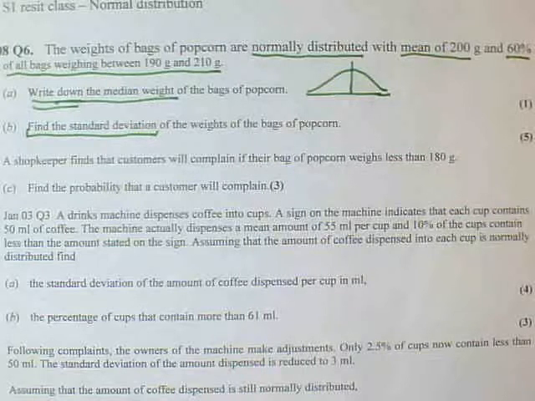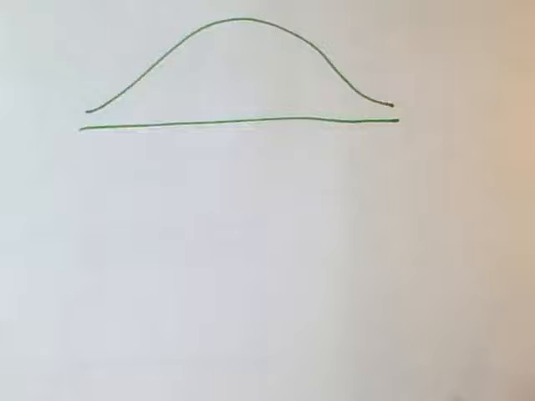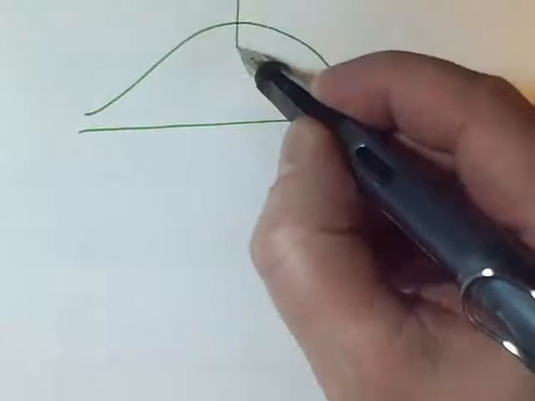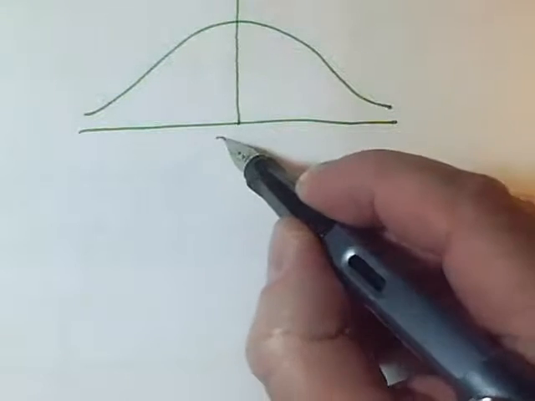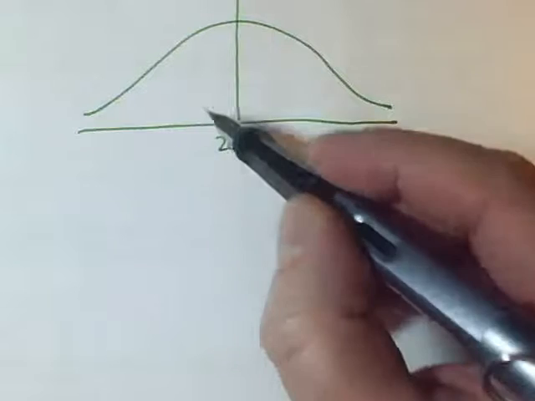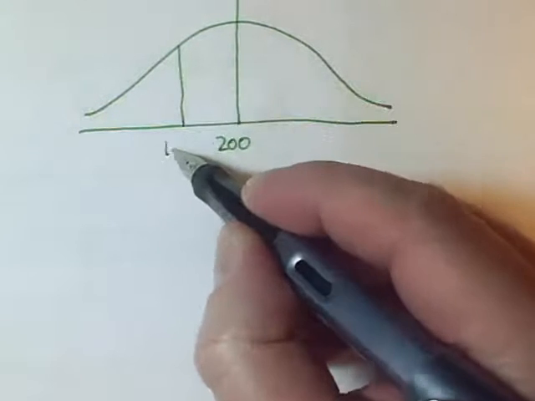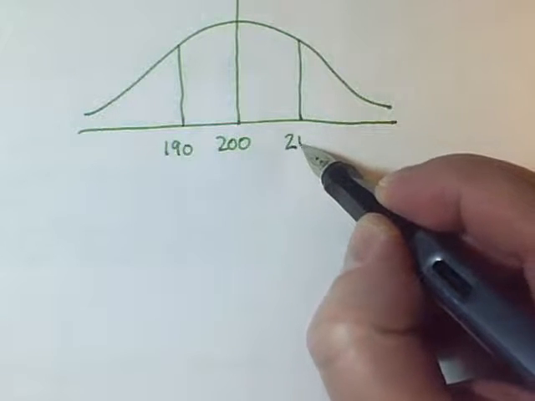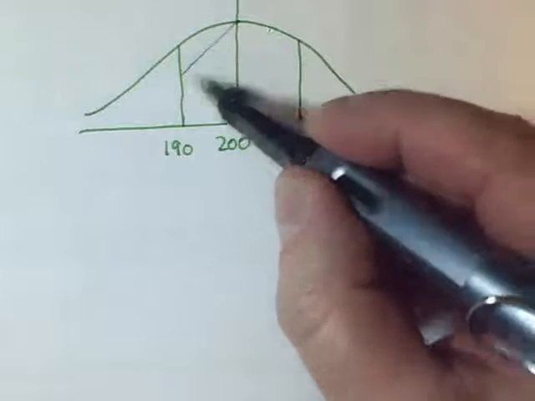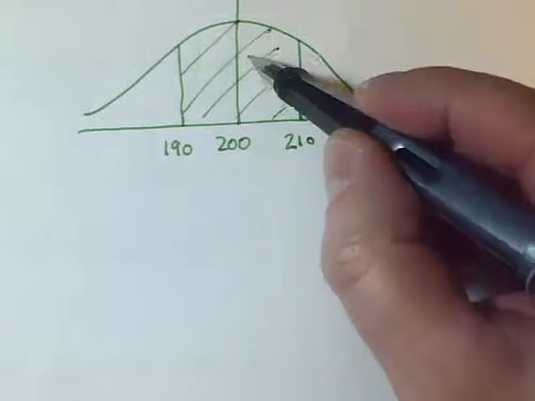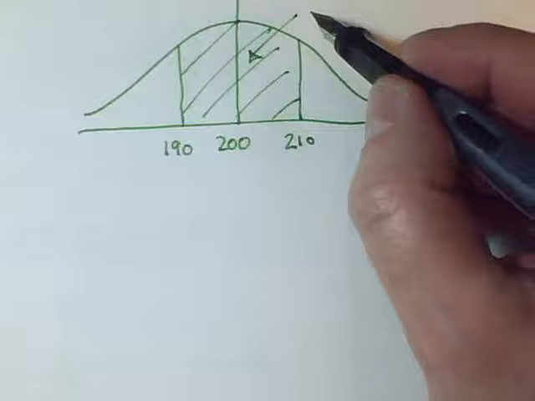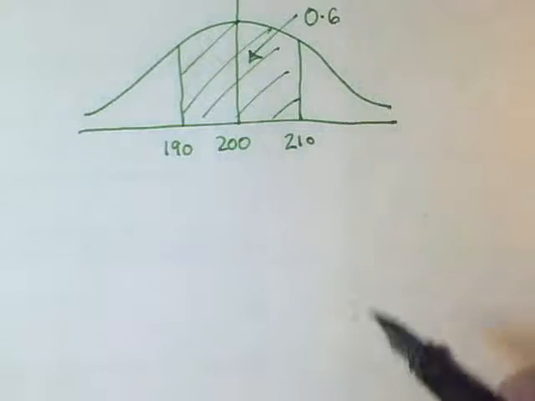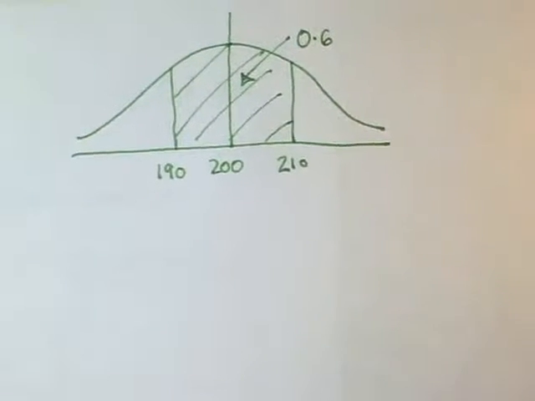So at this point in any normal distribution question, you need a decent picture. So on our normal distribution, they told us the mean was 200. Okay, and we're interested in the proportion in between 190 and 210. So that is this part here. And we know the probability of being in there is 60%, which is 0.6. So that's a great diagram for transferring the information that we were given in the question.